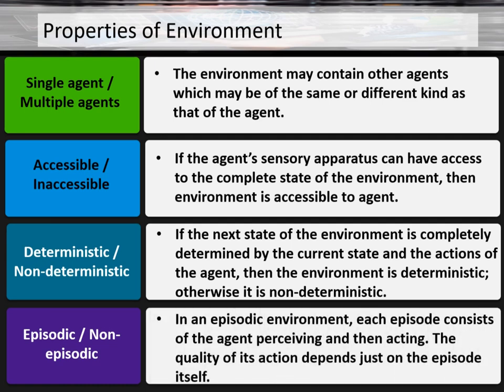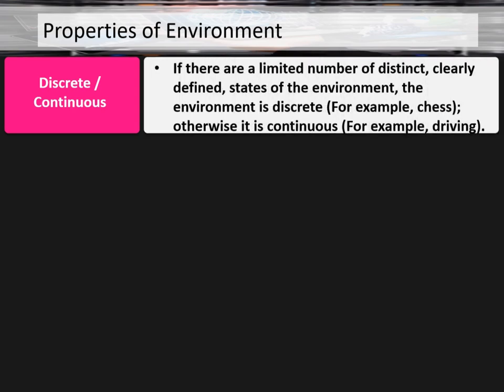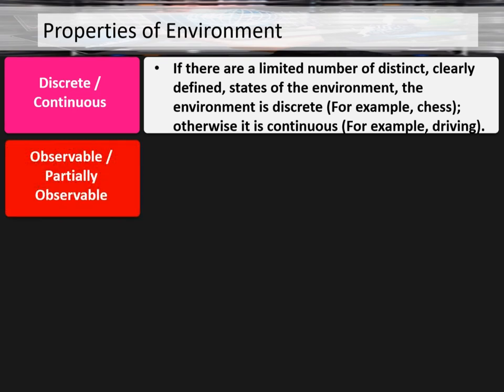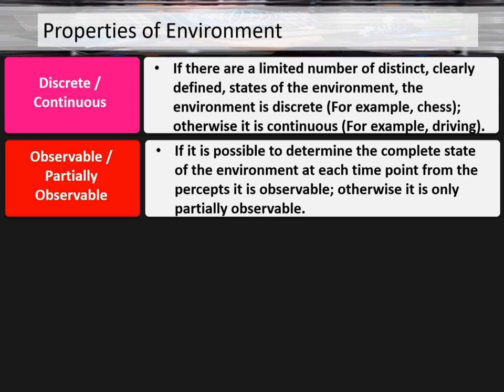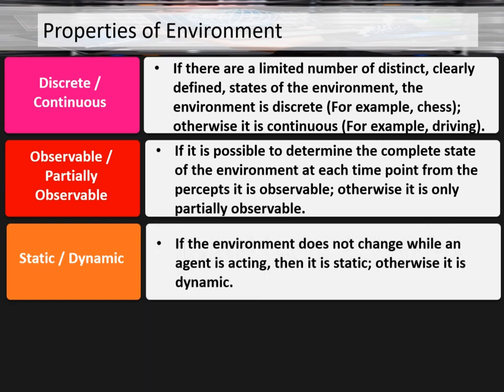Episodic or non-episodic: in an episodic environment, each episode consists of the agent perceiving and then acting. The quality of its action depends just on the episode itself. Discrete or continuous: if there are a limited number of distinct, clearly defined states of the environment, it is discrete, for example, chess. Otherwise, it is continuous, for example, driving. Observable or partially observable: if it's possible to determine the complete state of the environment at each time point from the percepts, it is observable, otherwise it is only partially observable. Static or dynamic: if the environment does not change while an agent is acting, then it is static, otherwise it's dynamic.